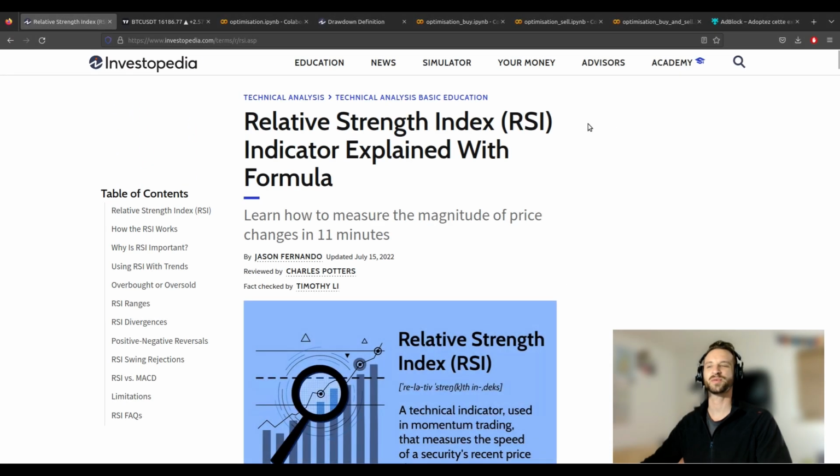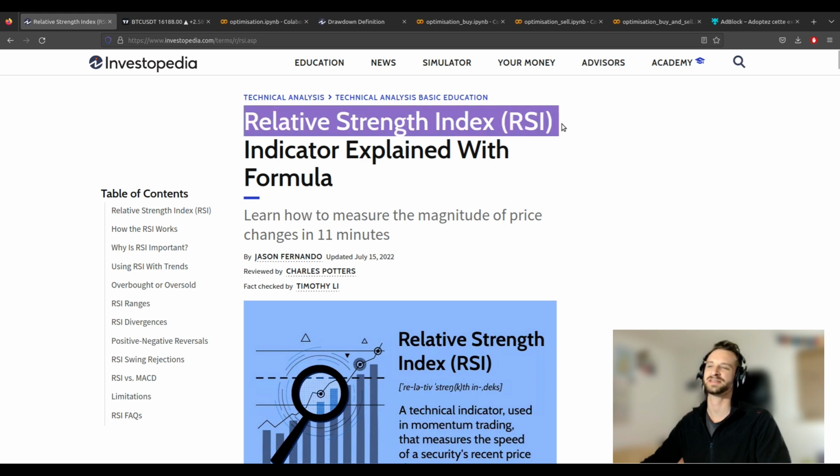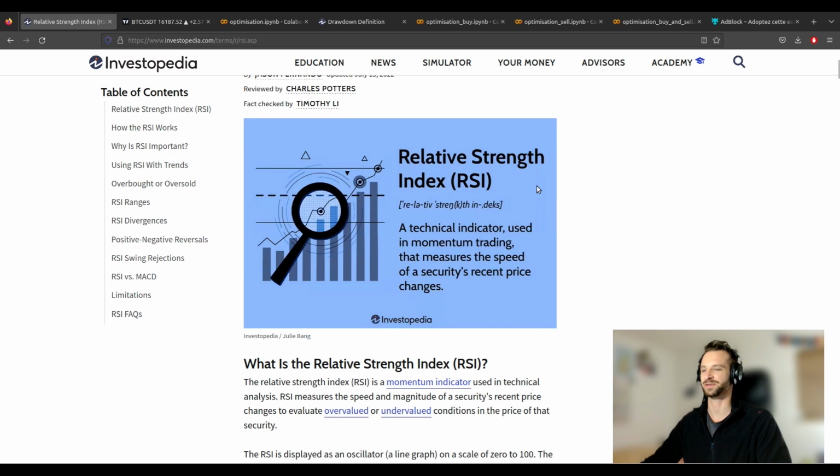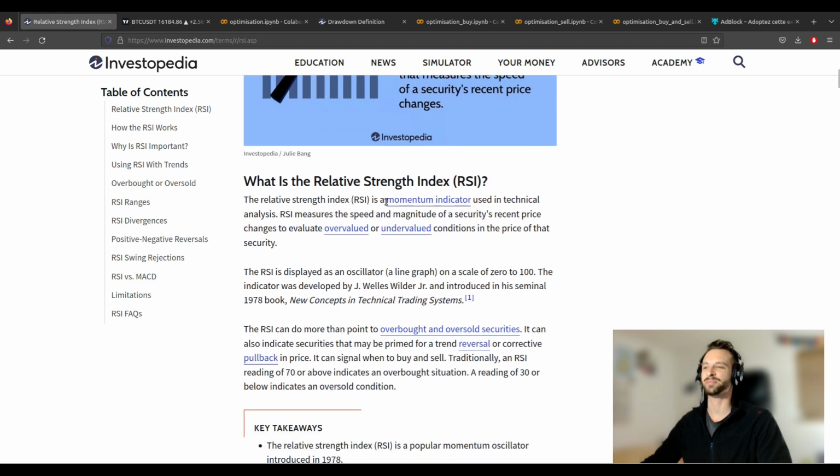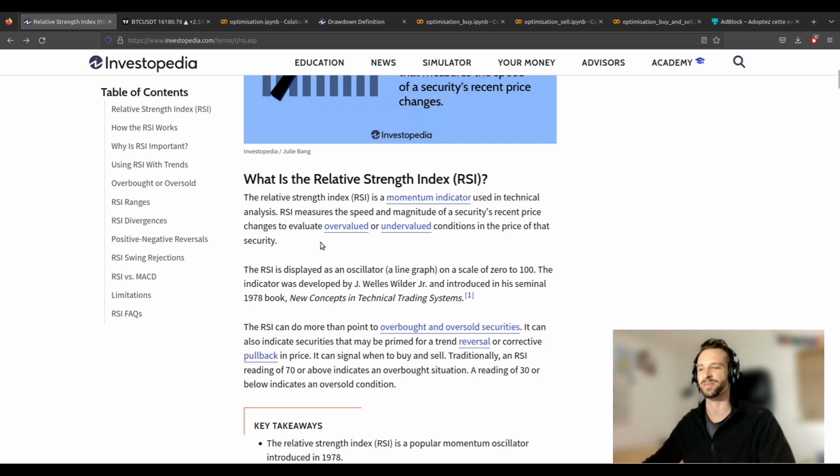Let me start by telling you what this beautiful indicator that is the Relative Strength Index, the RSI, is about. It is part of the family of momentum indicators, which means that it is there to give you an idea of the strength, the momentum that is contained in a given market trend. So the RSI measures the speed and magnitude of a security's recent price changes. And in that, it gives you an idea of when the asset price is in an overvalued region or an undervalued region. In fact, this indicator is an oscillator that oscillates between these overbought and oversold regions. We will see that in a moment.